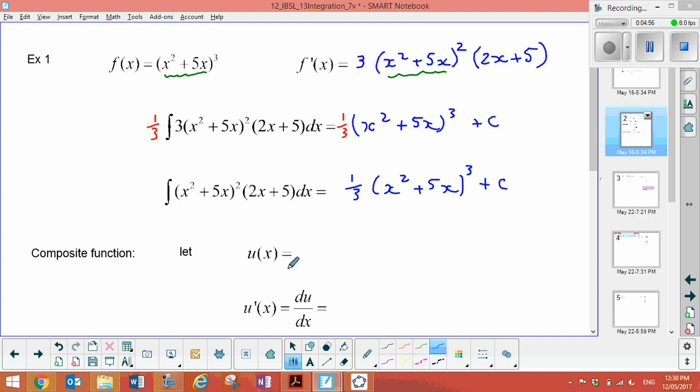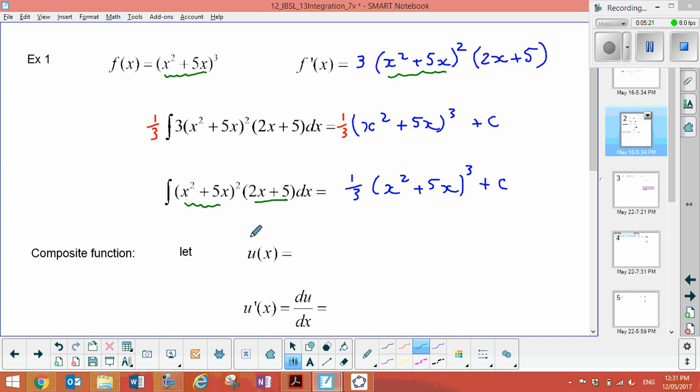If I just had this inside part of my function and this bit didn't exist here, I couldn't integrate it. I can't multiply the front by 2x plus 5. That's not one of the rules we do. So what we want to be able to do is, when we've got something like this set up, recognise it and then integrate it, and it's a nice simple integration.